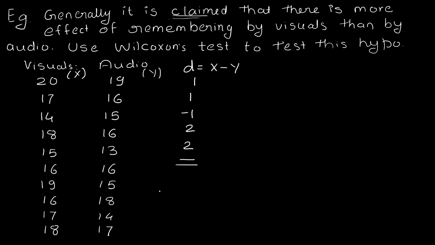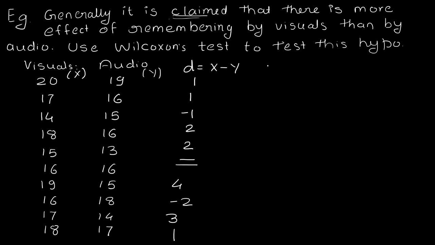Now 19 minus 15 is 4, 16 minus 18 is minus 2, 17 minus 14 is 3, 18 minus 17 is 1. So all these differences I will write down here along with their signs properly. And whenever my difference is coming to 0, I will just put an equal to sign. So now these differences have been calculated.